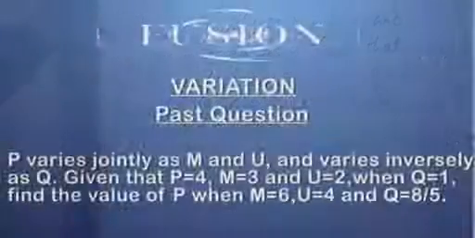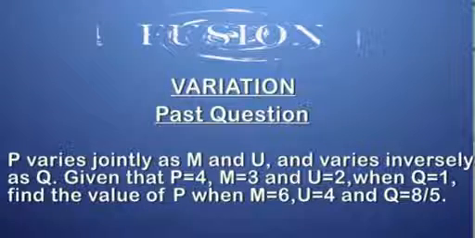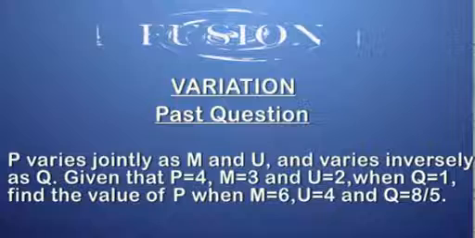Now let's look at the second question. Number 2. It says P varies jointly as M and U and varies inversely as Q. Given that P equals 4, M equals 3, and U equals 2, when Q is equal to 1, find the value of P when M is equal to 6, U is equal to 4, and Q is equal to 8 over 5. So let's take it one after the other. Number 2.